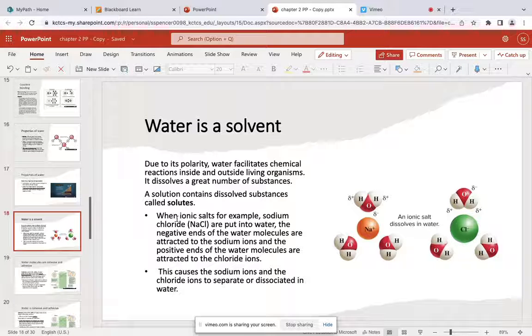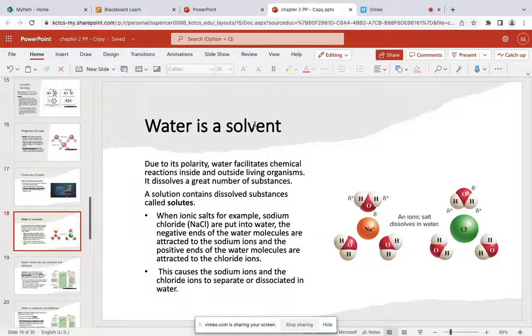Water is a solvent, and what is a solvent? A solvent is essentially something that is used to break down or dissolve a solute. So a solution contains dissolved substances called solutes. And I give this example here. When ionic salts, like we said, sodium, the positively charged, and chloride, the negatively charged. Remember what an ionic bond is? It is just an attraction between a positively and a negatively charged molecules are put into water, right?